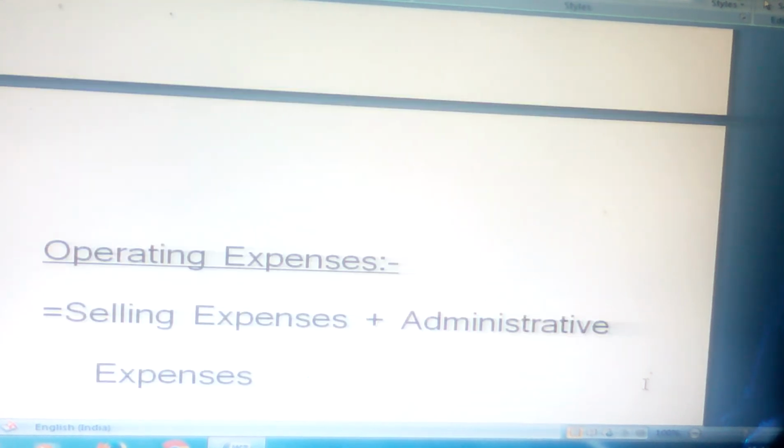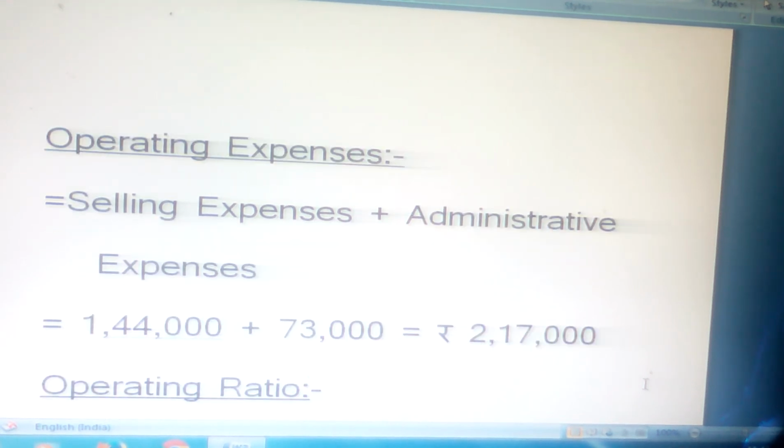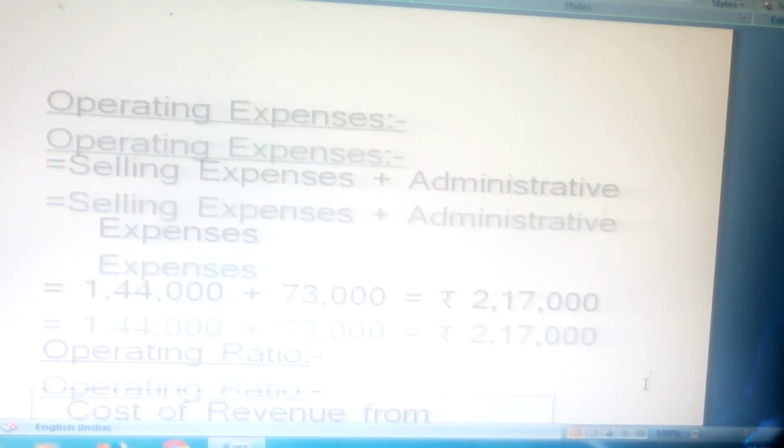Then we move to operating expenses. Here, selling expenses plus administrative expenses. So 1,44,000 of selling expenses and 73,000 of administrative expenses. Add together, you get 2,17,000.